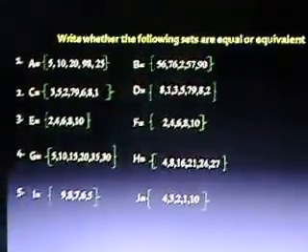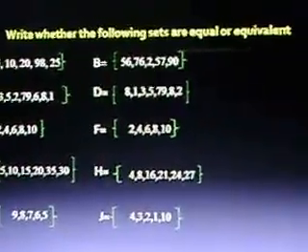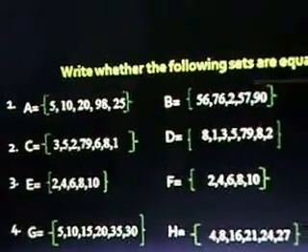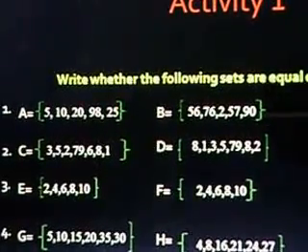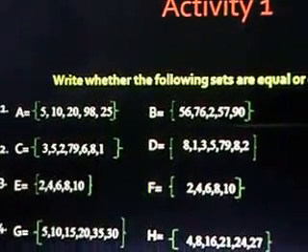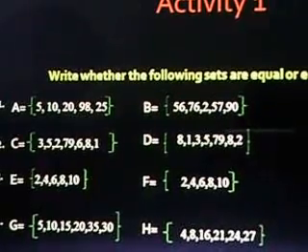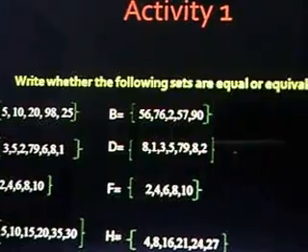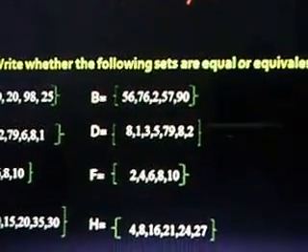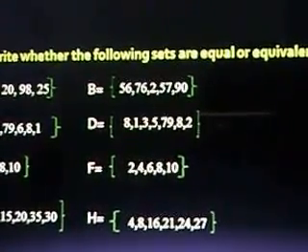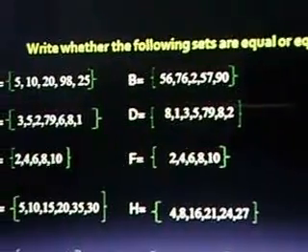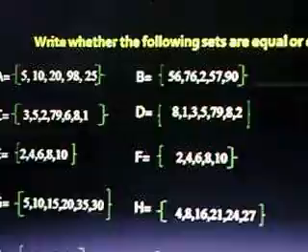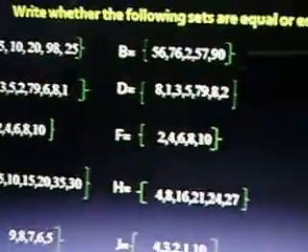Now, let us look at an activity. We're going to state whether or not the following sets are equal or equivalent. Set A has 5, 10, 20, 98, 25. And set B has 56, 72, 2, 57, and 90. They have the same number of elements, but the elements are different. So the sets are equivalent sets.